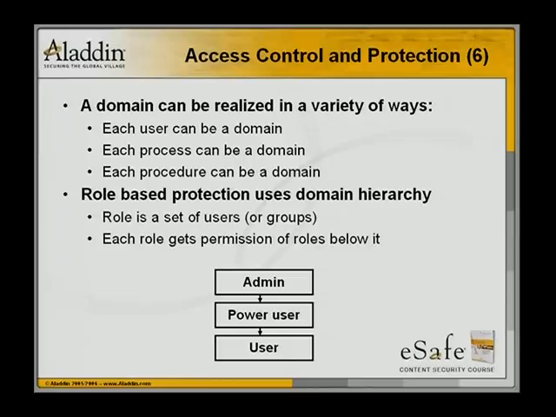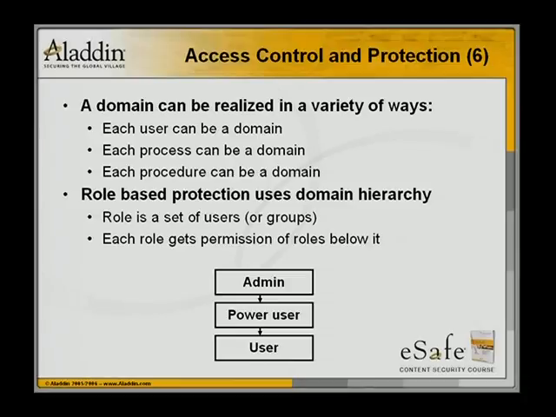So a user itself can be a domain, or even a process can be a domain, and a procedure can also be a domain. A procedure, let's say, for example, a procedure of printing or procedure of erasing files or modifying the files. This can also be a domain. Another thing that we can see in the slide is the role-based protection uses domain hierarchy. A role is a set of users or groups. So let's say a role is administrator or a system administrator or power user. This specific role gives a specific permission to that role.